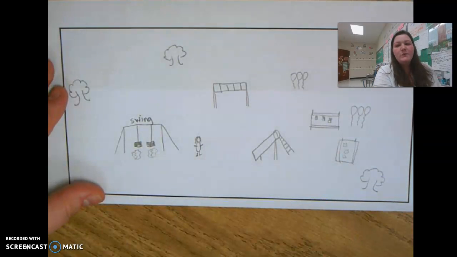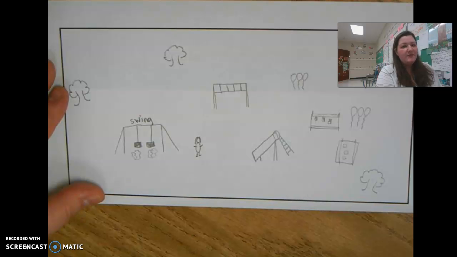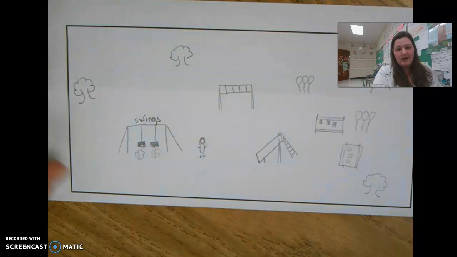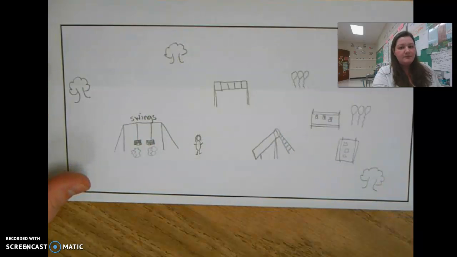And if I want to say swings, what sound do you hear at the end? Very good, you hear the S. So I have the swings labeled. What was the other one? Do you remember?